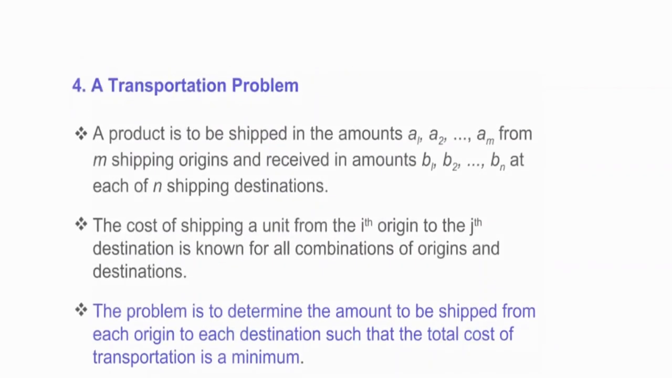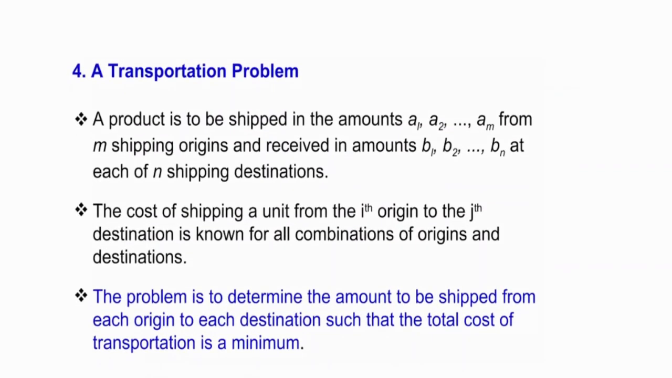So another most important, the common ones I will say, is the transportation problem, and we'll be doing that also in the upcoming lectures. A product is to be shipped in the amounts A1, A2 up till Am from m shipping origins and received in the amounts B1, B2 up till Bn at the shipping destinations. So the transportation problem, as the name suggests, is that we have certain origins and you want the transportation of the finished products from the origins to their destinations.